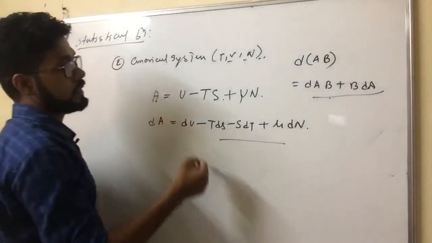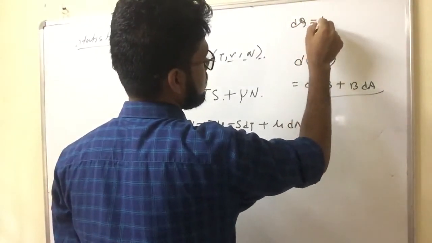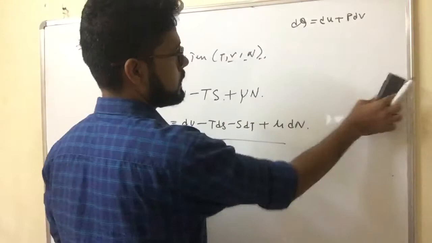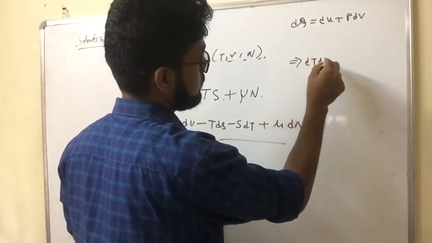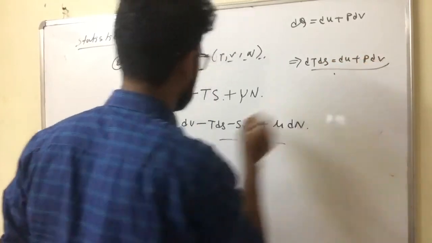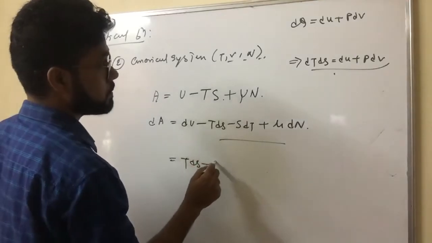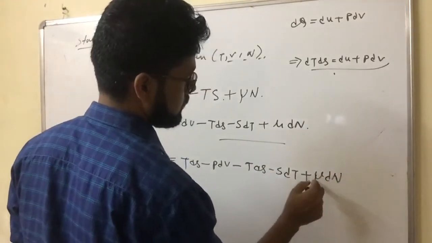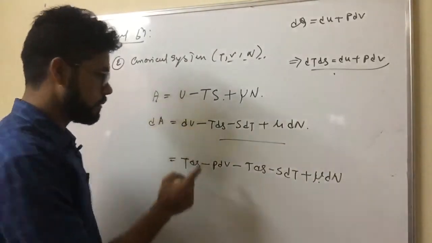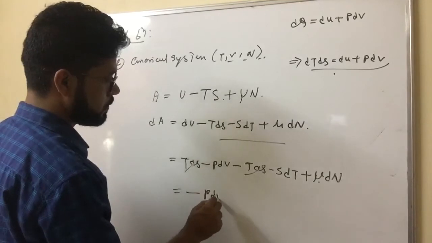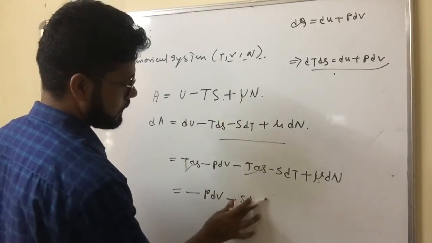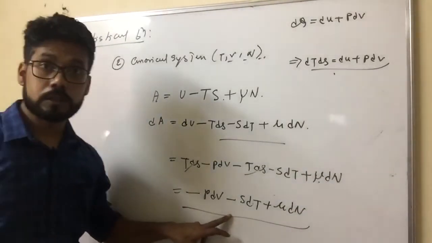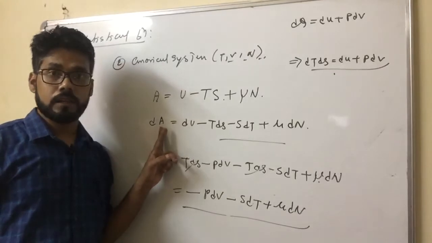Now from the first thermodynamical relation, dQ equals dU plus P dV. So dQ means T dS equals dU plus P dV. Replace this value here: T dS minus P dV minus T dS minus S dT plus mu dN. Why am I showing this derivation? There are two important facts. I want to show T dS cancels. Minus P dV will remain, minus S dT, plus mu dN.